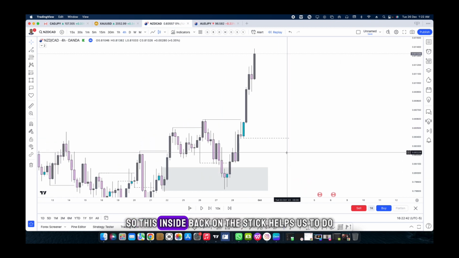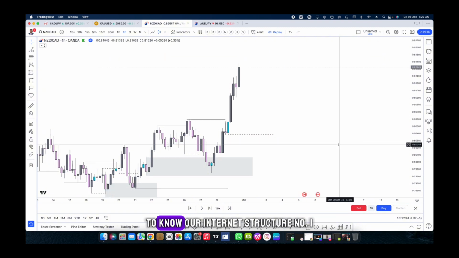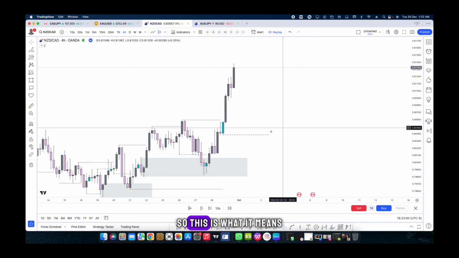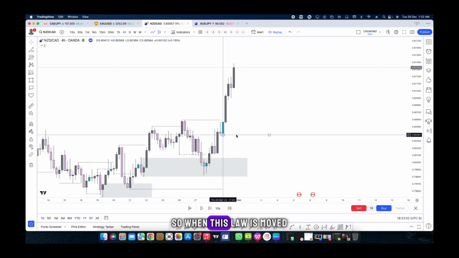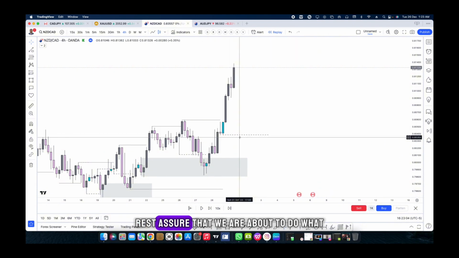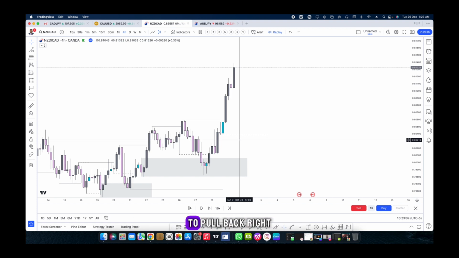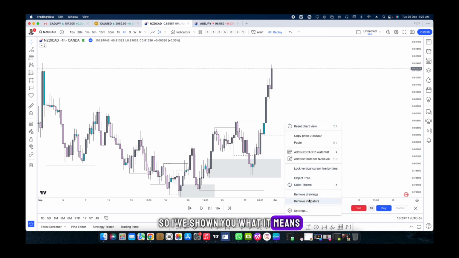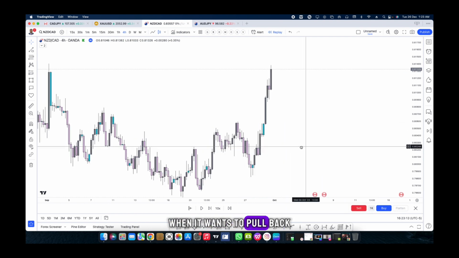So this inside bar candlestick helps us to do what? To know our internal structure. Number one, it helps us to know when the market is about to pull back, and it helps us know where our internal structure is and our targets. These are very important things. So this is what it means. So when this low is moved, rest assured that we are about to pull back, right? So I have shown you what it means when it wants to pull back.